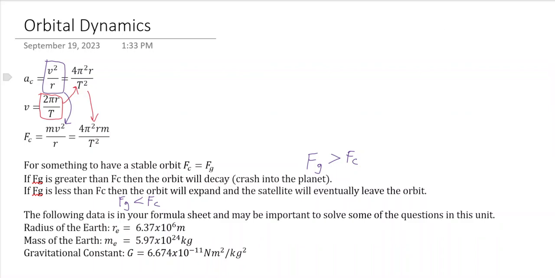So let's take a look at what that means. I will say that normally we're going to be asking this stable orbit question. The other two are just, if it doesn't have a stable orbit, what happens? So you will have to know about these other things, but the middle situation, FC equals FG, is the most important one.